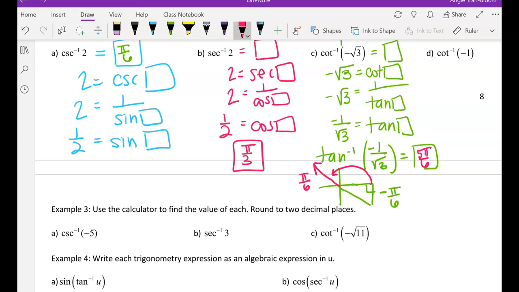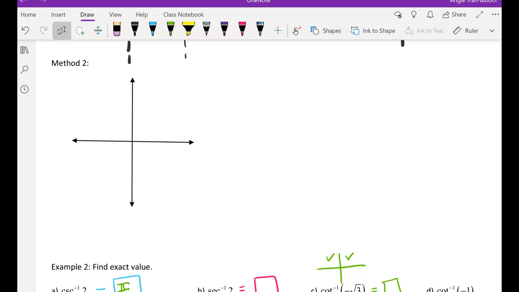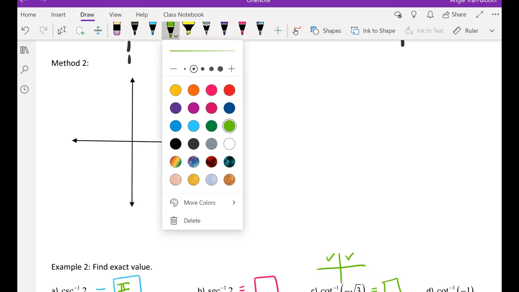Now this will lead me to method number 2. Feel free to do that all the time. Here's method 2, which will help you not worry about the restrictions of tangent inverse. Method 2 will still require tangent inverse, but we are going to manipulate it. Tangent inverse was from negative pi over 2 to pi over 2. Would you guys agree, when we graphed it out?